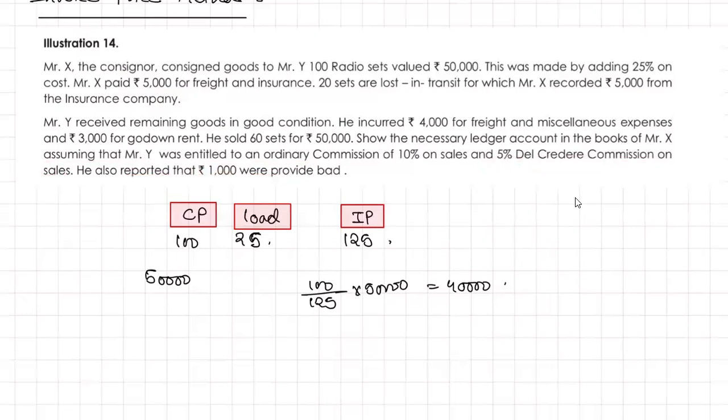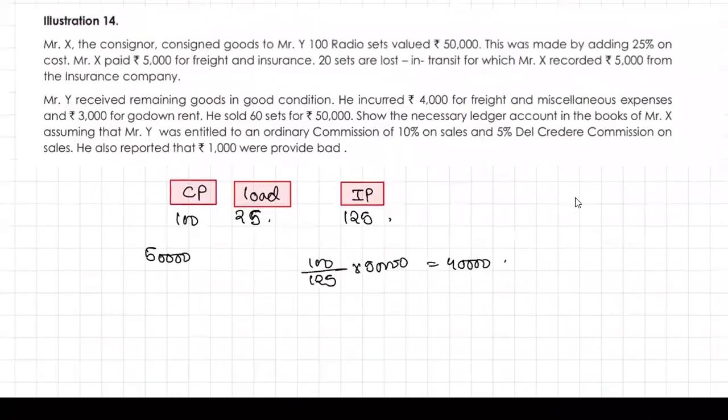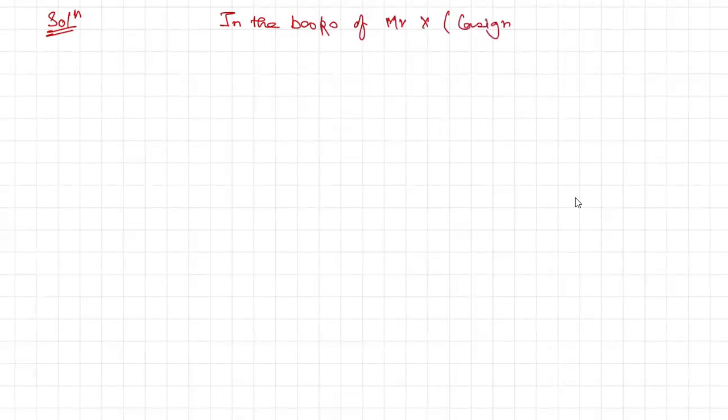No matter whatever the bad debt is, this won't form part of our consignment account. So what actually has to be done? They have given nothing, so we'll assume that it is in the books of consignor. In the books of Mr. X, consignment account.